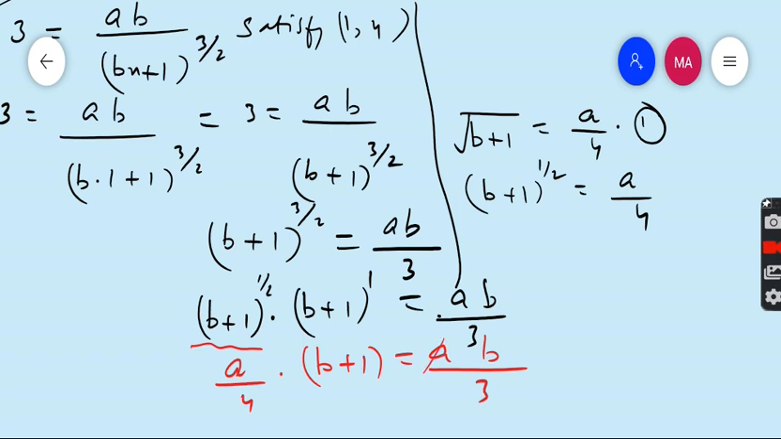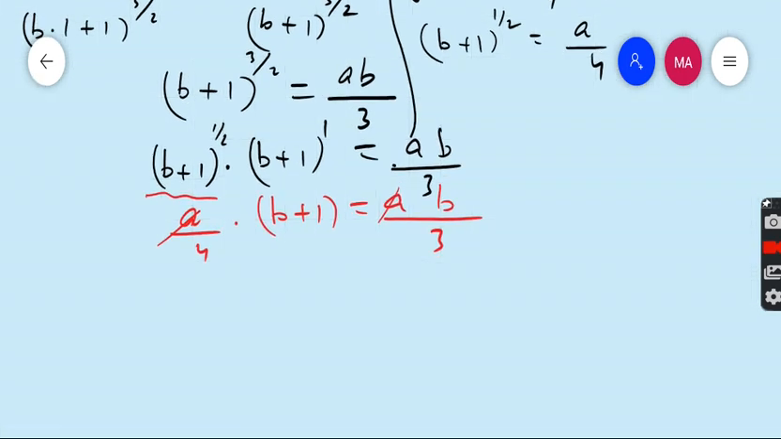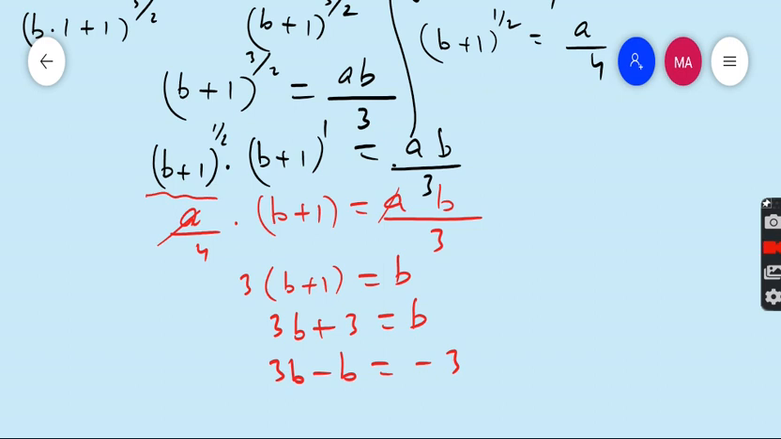We can cancel this a by a, so the equation is reduced in terms of b. So b plus 1, this 3 shifted over there, 3 into b plus 1 is equal to b. 3 into b is 3b, 3 into 1 is 3, equal to b. So 3b minus b is equal to minus 3. 3b minus b is 2b, equal to minus 3. So b is equal to minus 3 upon 2.